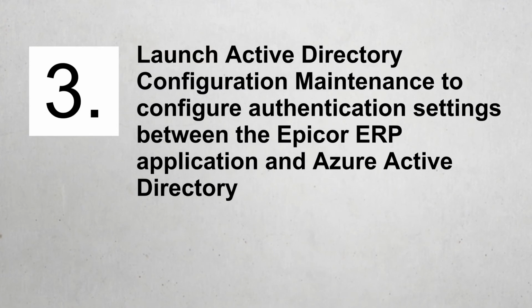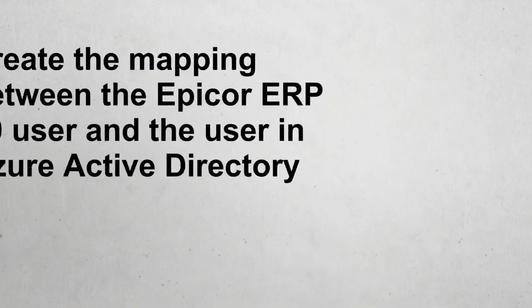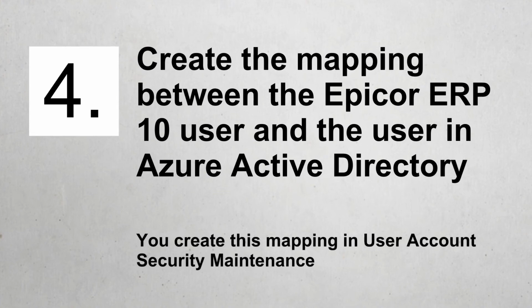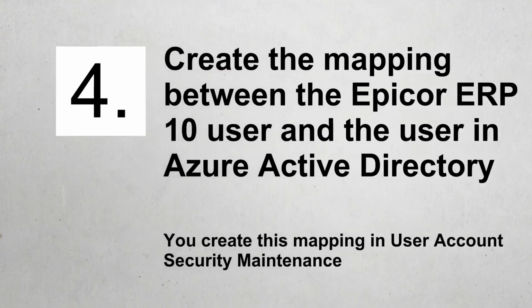During Stage 3, launch Active Directory Configuration Maintenance to configure authentication settings between the Epicor ERP application and the Azure Active Directory. In the 4th stage, create the mapping between the Epicor ERP 10 user and the user in Azure Active Directory. You create this mapping in User Account Security Maintenance.